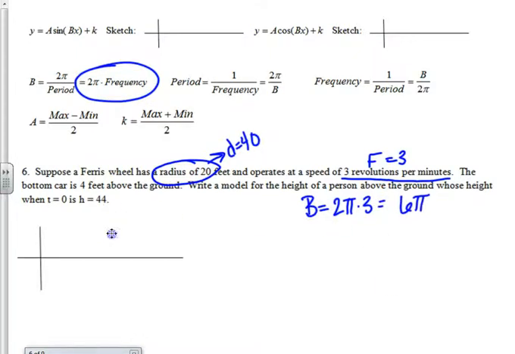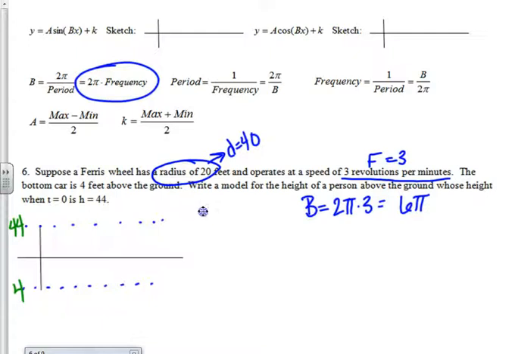Come back to that in a minute. The bottom car is 4 feet above the ground. So at the very lowest point of the Ferris wheel's trip, he's already going to be 4 feet above the ground. And if he's got a diameter of 40, the highest point that a person in a car can reach is 44 feet because he started at 4, so 40 after that would be 44.